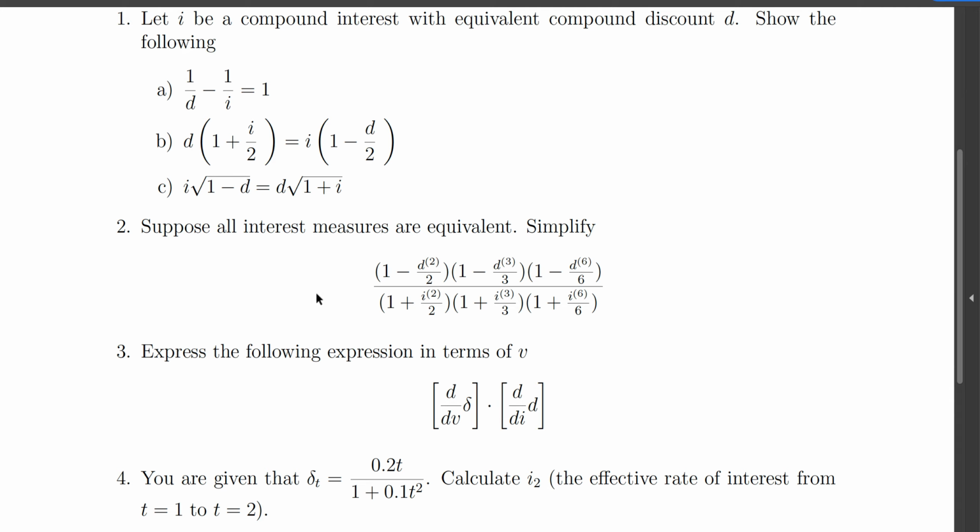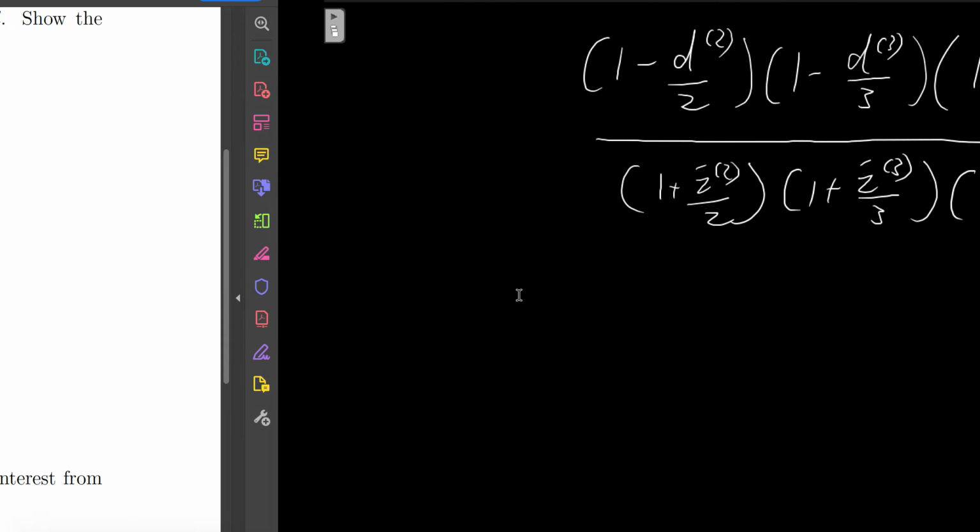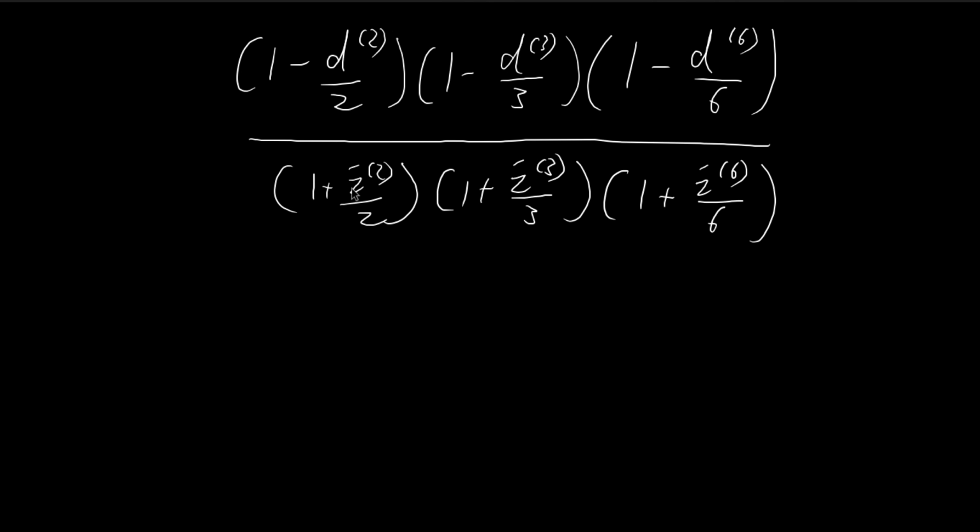So moving on to question 2, we have a rather ugly looking expression. We have all these different expressions, all these brackets. You have these interest rates that are compounded 6 times, 3 times, and 2 times a year. In order to simplify this expression, we can express everything in terms of v, the discount rate, which, as you would remember, is equal to this.